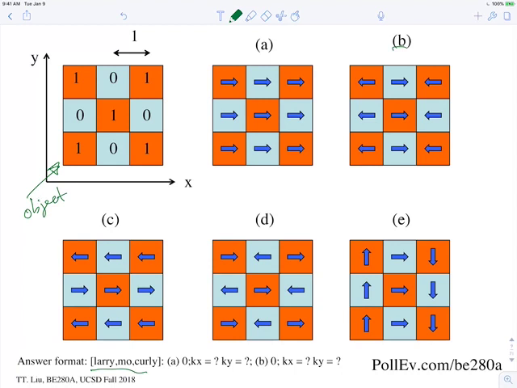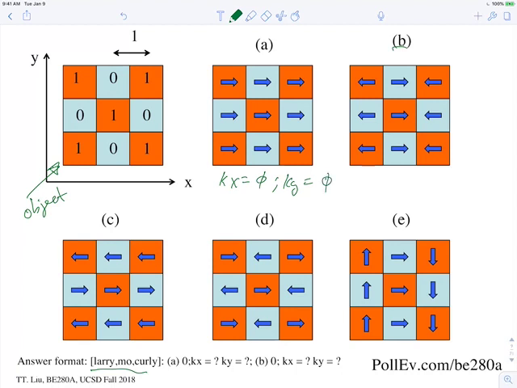Okay, so this is my object here, and then the blue arrows show you what the phasor pattern would be if there were spins everywhere. Okay, that's giving you the information about the phasor pattern. So let's just take a look at this first example. So is there any variation in the x direction? So my kx equals 0. What about ky? Any variation in the y direction? Okay, so my ky equals 0.